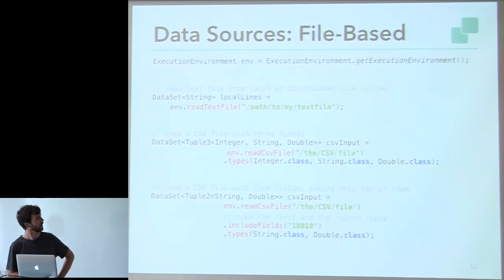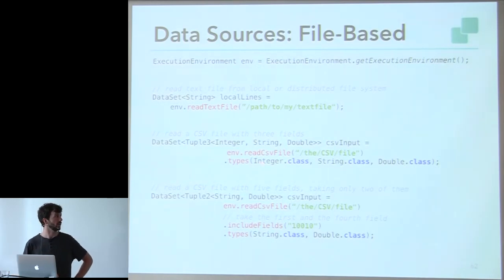And from a file also, we had this in the WordCount example, but you can also read, for example, from a CSV file. There you, of course, have to specify the types of your input data. Otherwise, it's just text, and Flink doesn't know how to handle it. And you can also specify to include or exclude fields.